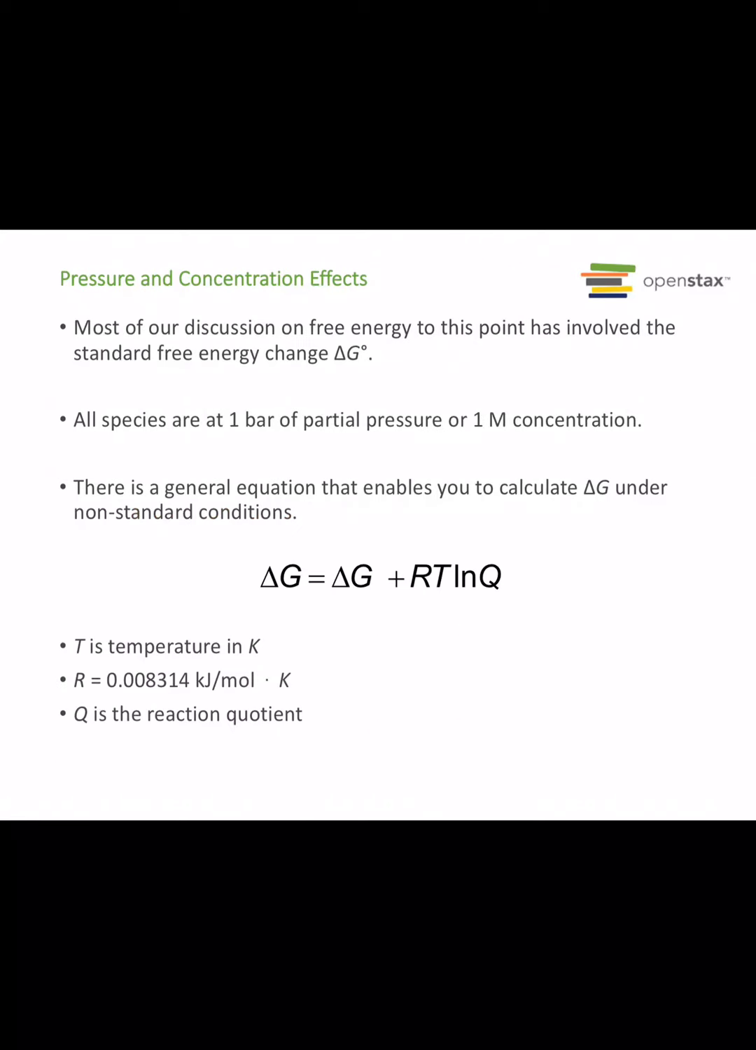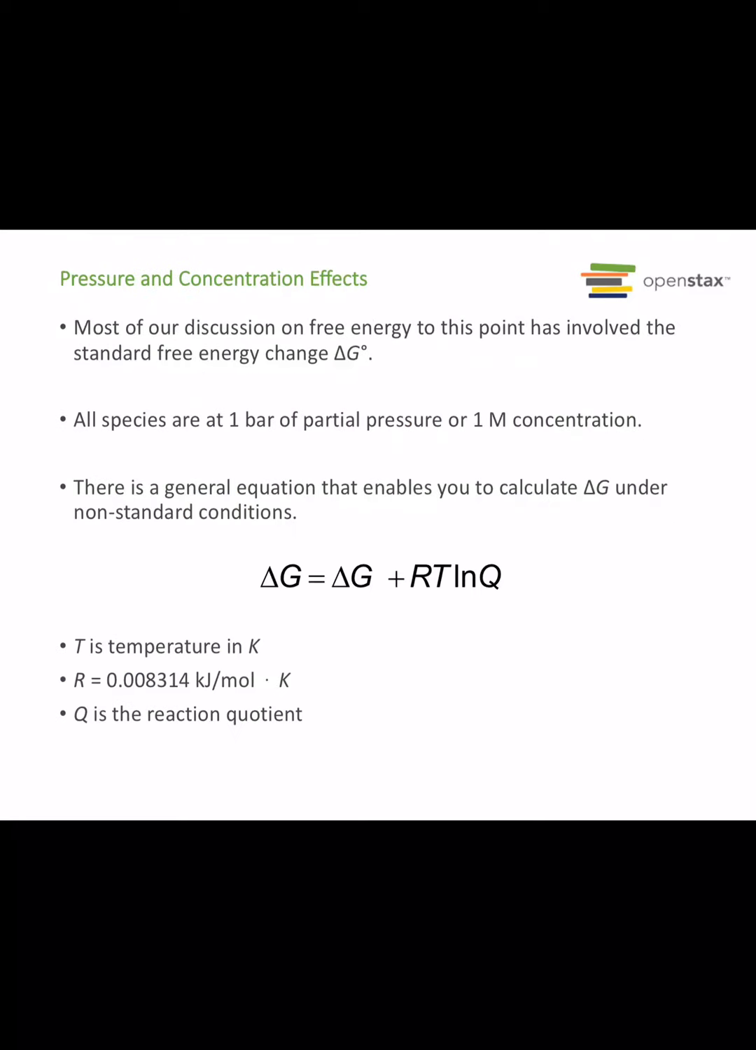All right. So now this brings us to calculating delta G under non-standard conditions. Most of our discussion on free energy to this point has involved the standard free energy change. So that's delta G naught, where we're calculating delta G based on standard temperatures and pressures. However, we can calculate delta G using this equation here.